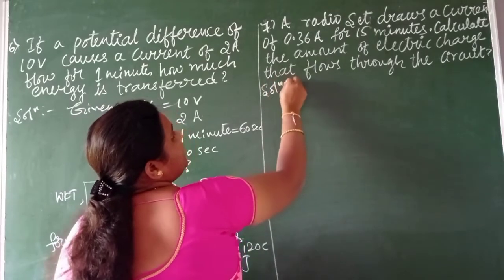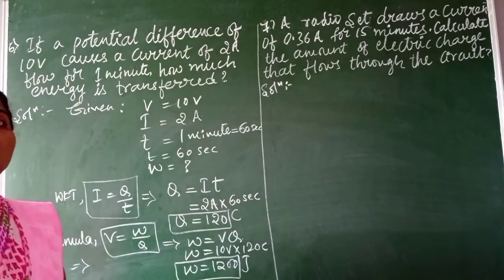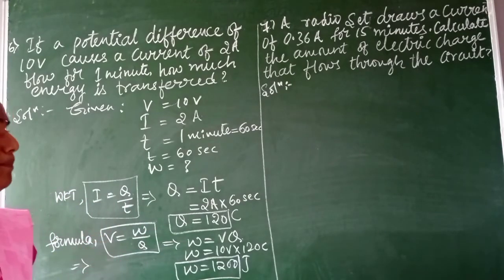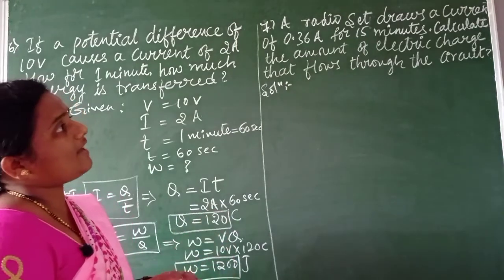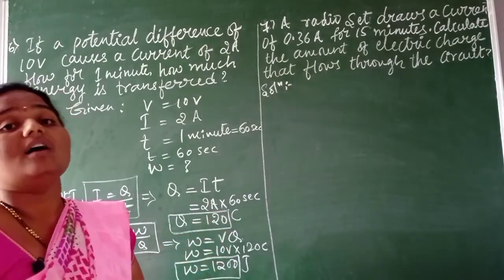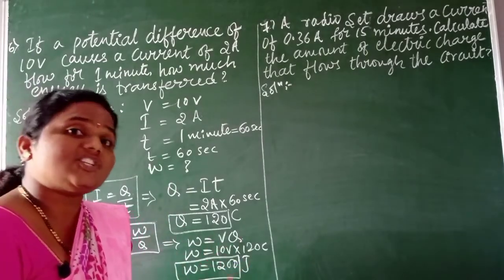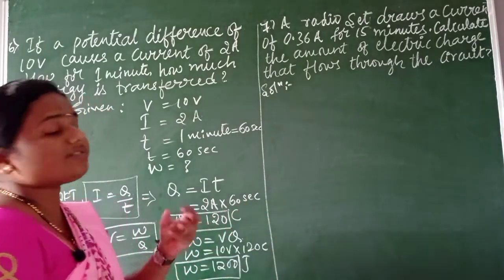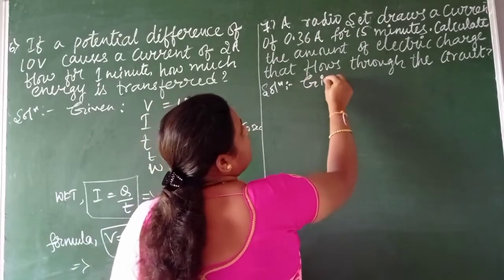Now we will move to the next question. See, what is the question? A radio set is drawing a current of 0.36 ampere, meaning it is using a current of 0.36 amperes for how much duration, children? For 15 minutes. And calculate the amount of electric charge that flows through the circuit. Here they have asked us to calculate the electric charge, nothing but coulombs, isn't it? That is Q. In terms of coulombs, we want to calculate. So, what are the given things?